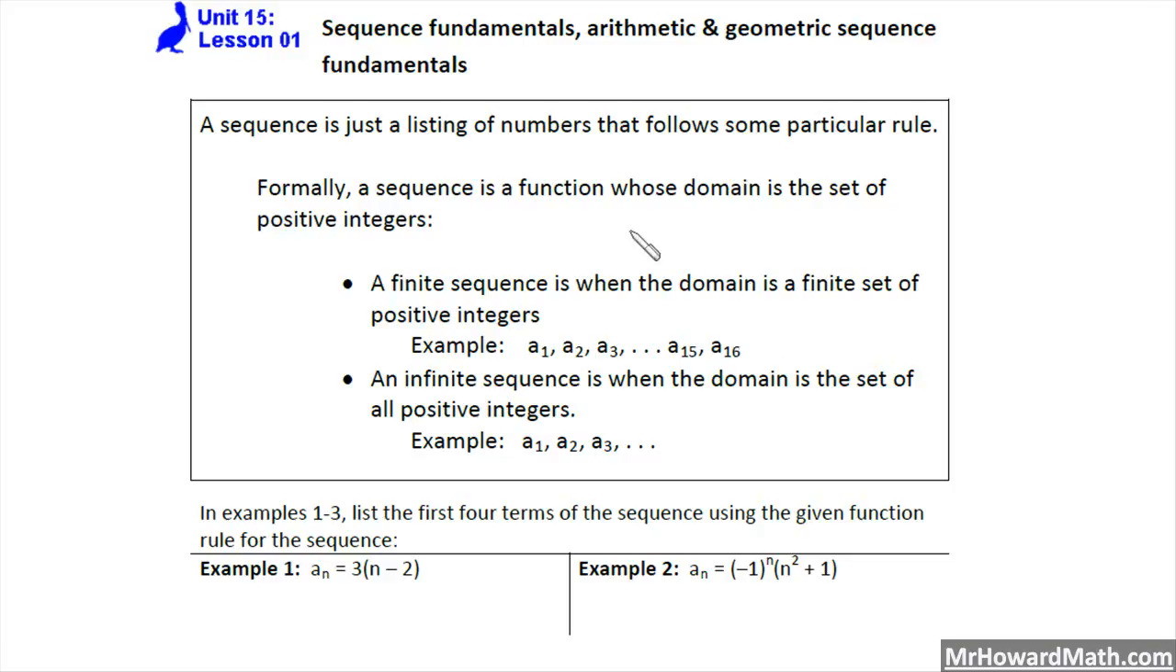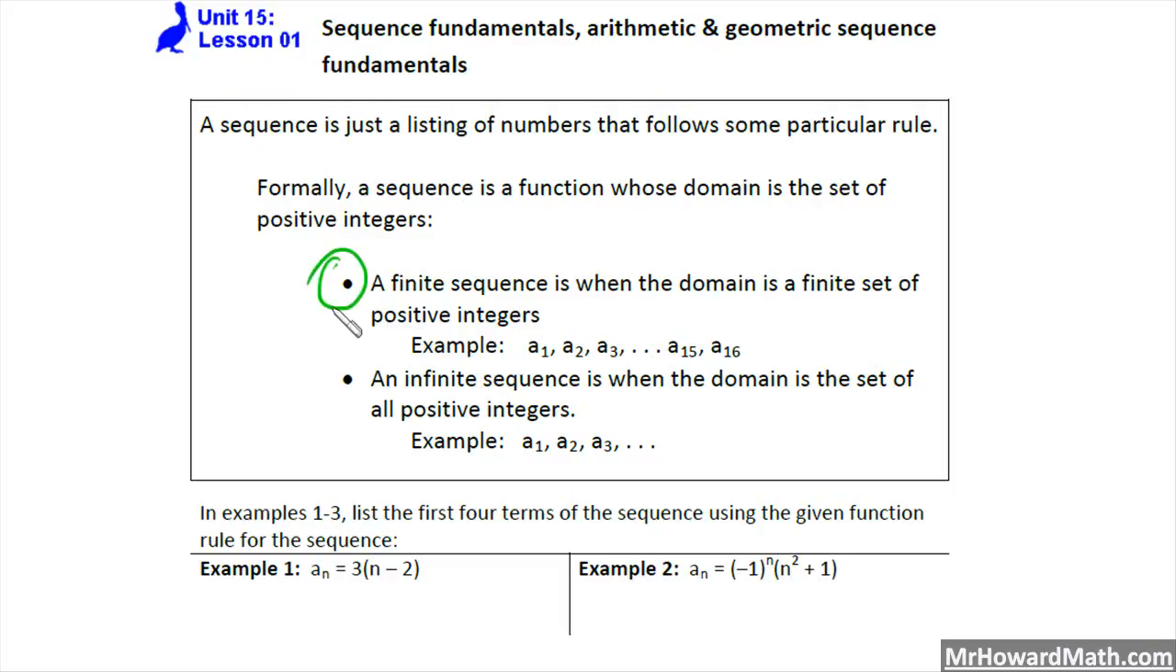In this video we'll be looking at sequence fundamentals, arithmetic and geometric sequence fundamentals. This unit will be on sequence and series, so this is where we're starting. And a sequence is simply a list of numbers that follow some rule.